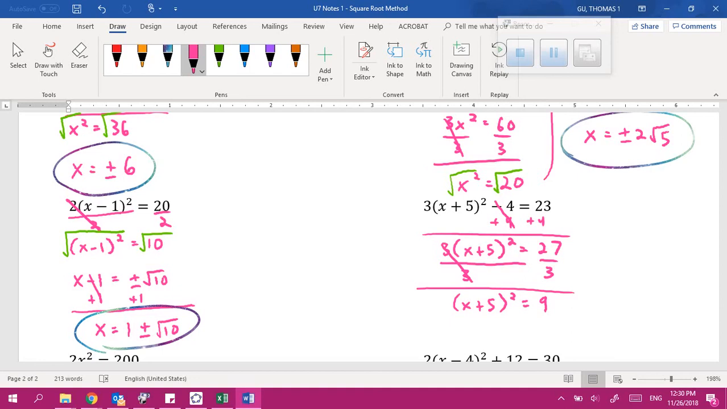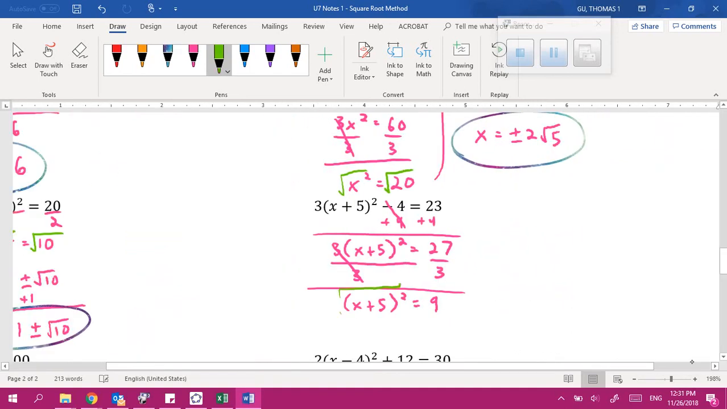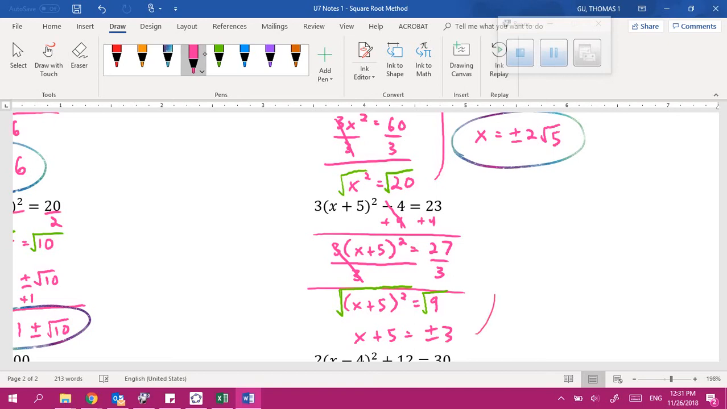Now what am I going to do? Square root to get rid of the squared. After I take the square root and that cancels out the squared, what am I left with? X plus 5 equals plus or negative 3. That's right. X plus 5 equals plus or minus 3. Move that up here. And now what do I need to do to get x by itself? Subtract 5. And so my answer is going to be? That's right. X equals negative 5 plus or minus 3.